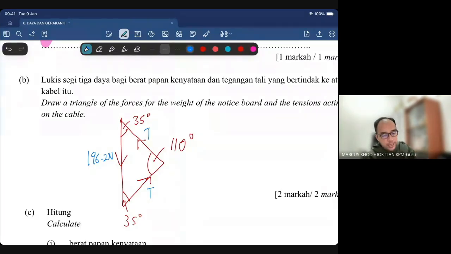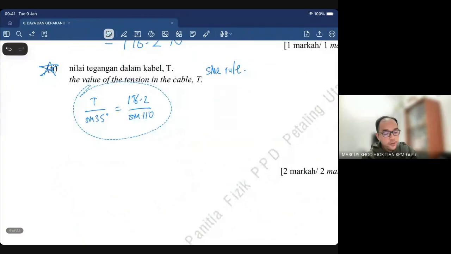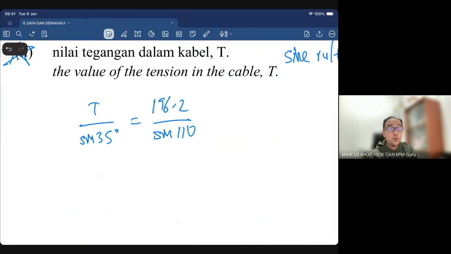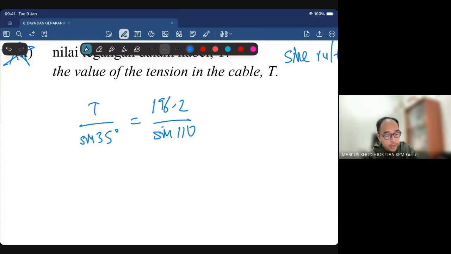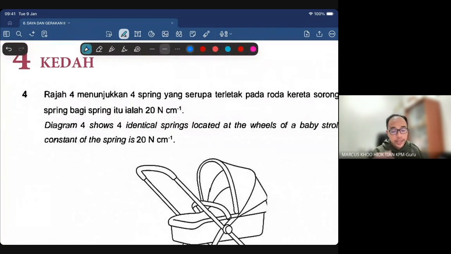So if we apply the sine rule, since I want to find T, I'm going to put the T on top first. T over sine 35, because this angle is 35, equals 196.2 over sine 110. If you do the math properly, then you will get T equals 119.758 newtons.